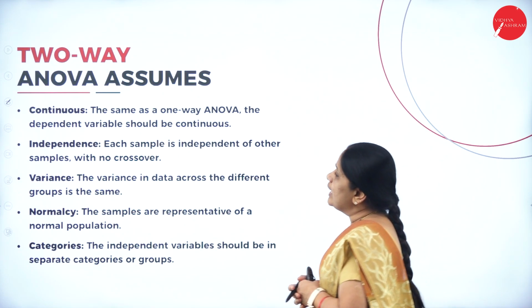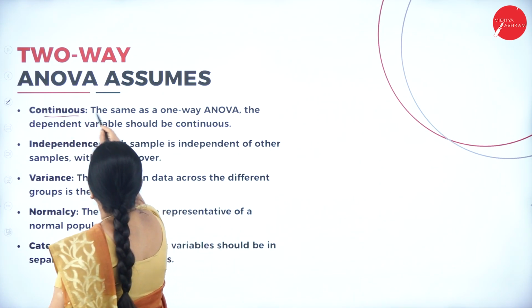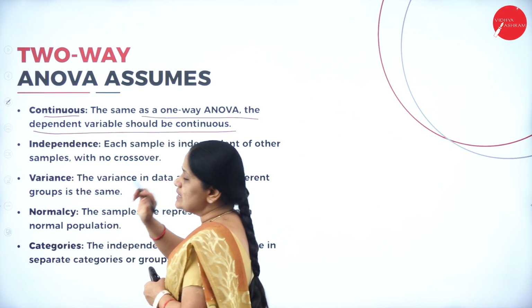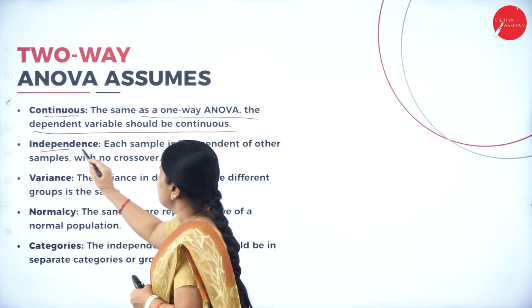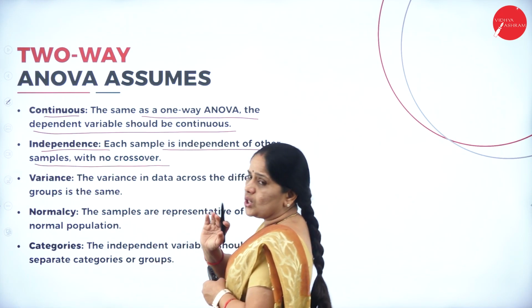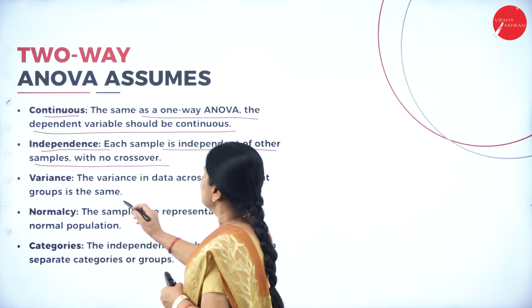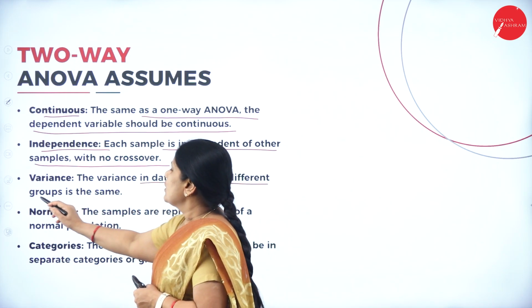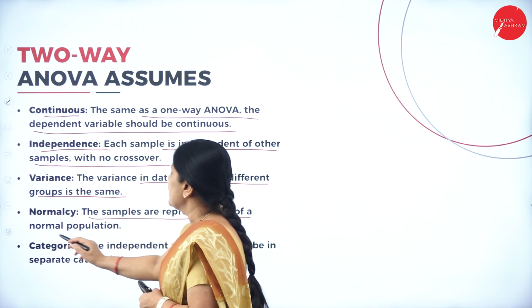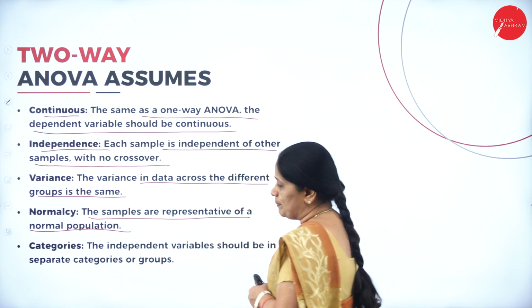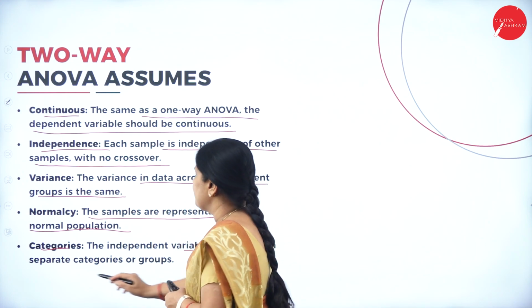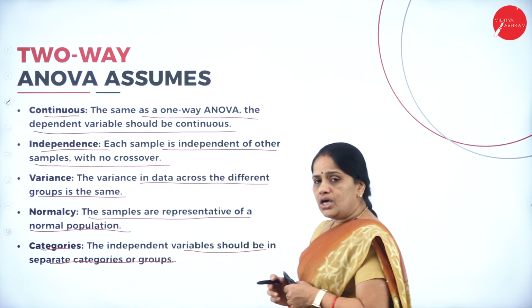Then this two-way ANOVA assumes continuous. That is the same as the one-way ANOVA. The dependent variable should be continuous. Then the second one is independence. Each sample is independent of other samples with no crossover. Then variance. The variance in data across the different groups is the same. The normalcy. The samples are representative of the normal population. Categories. The independent variables should be in separate categories or groups.